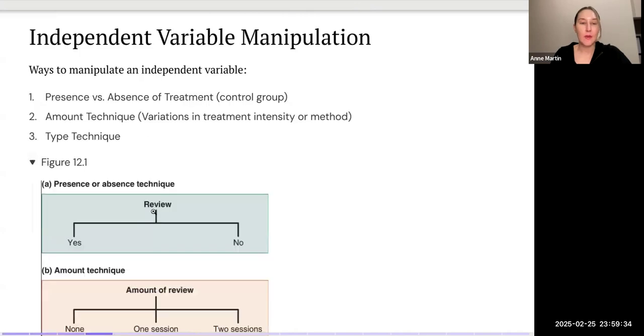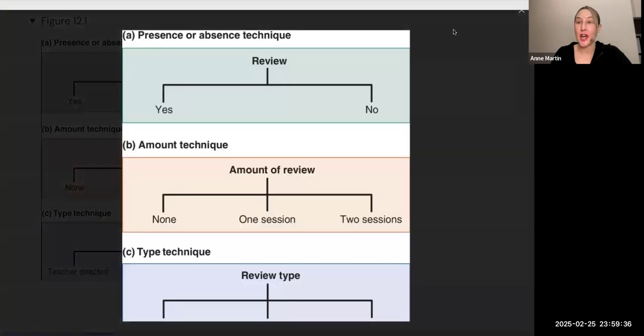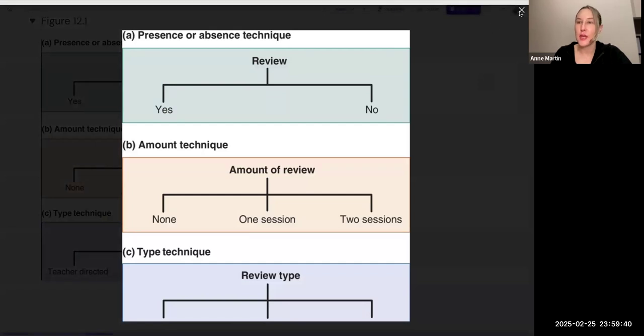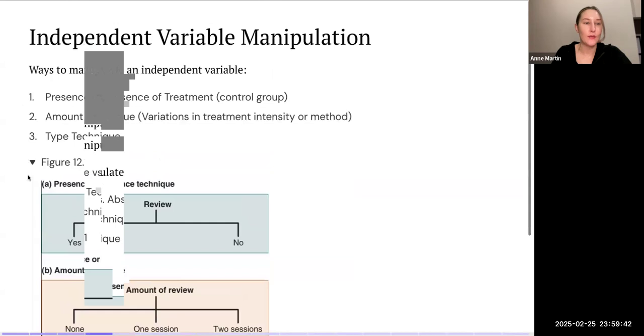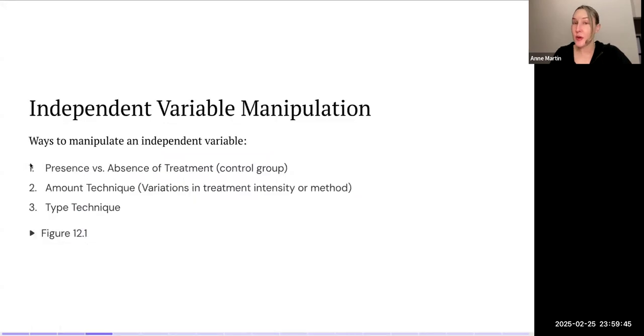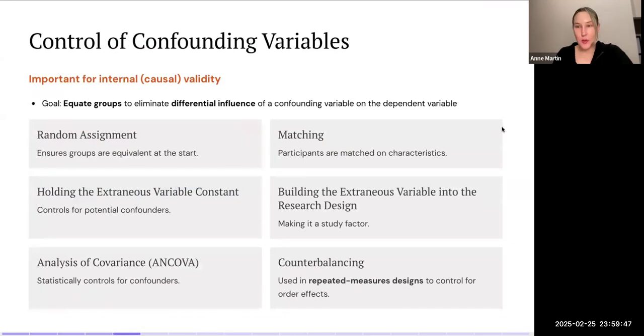So you'll see some figures in the text. There's a lot of figures and examples in both of these chapters. I'm just including a few, but be sure that you look at those as well. So in experimental research, all experimental research, the independent variable is manipulated.